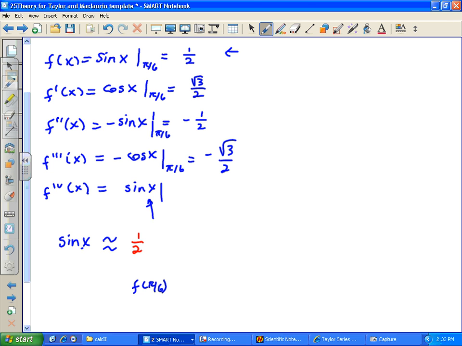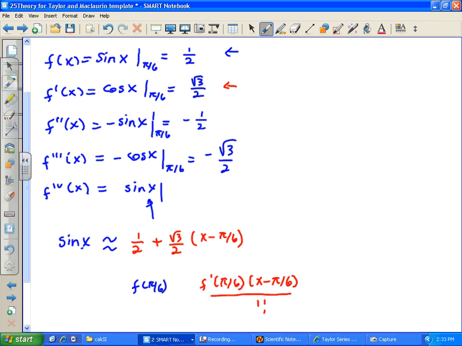Okay, the next one we want should be f prime of pi over 6 times x minus pi over 6 to the first power all over 1 factorial. And we know that f prime of pi over 6 is radical 3 over 2 multiplied with x minus pi over 6 and divided by 1 factorial. We get the same thing, no need to mention that.